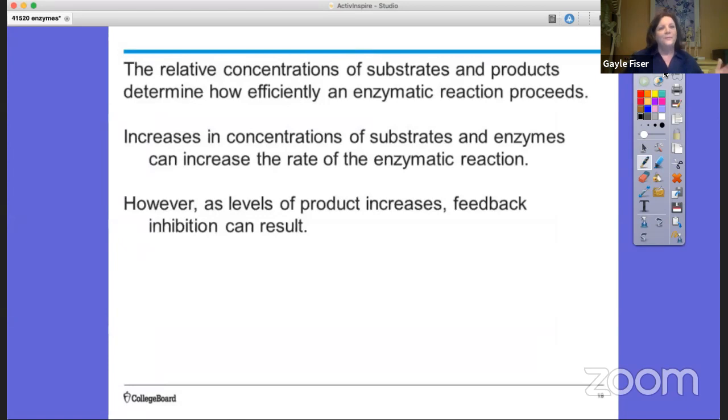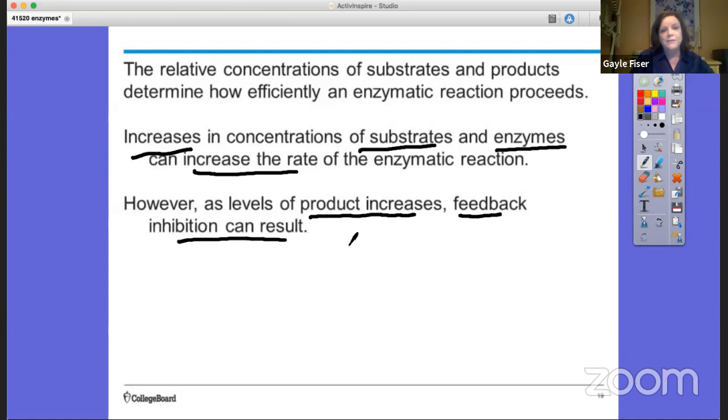All right. So the relative concentrations of substrates and products determine how efficiently an enzymatic reaction proceeds. Increases in concentrations of substrates and enzymes can increase the rate of the enzymatic reaction. So we can increase the rate with these 2 things. However, as the level of product increases, feedback inhibition can result. So if we're using an enzyme and we're making a product, then if we get enough product, there's no reason to continue to make that product. So we need to shut that enzyme down.